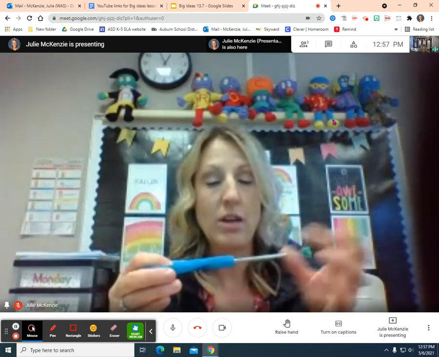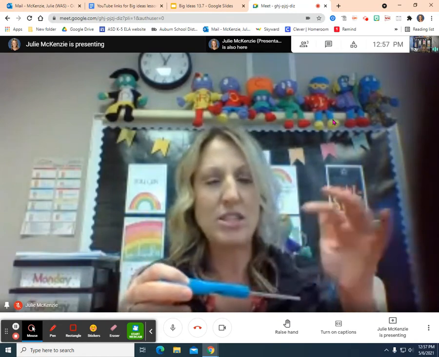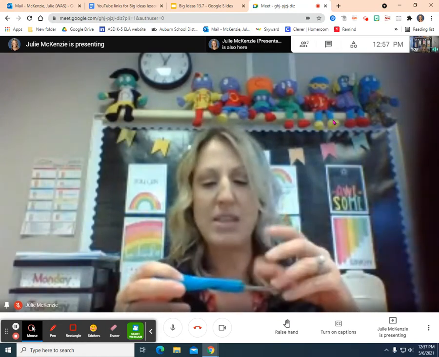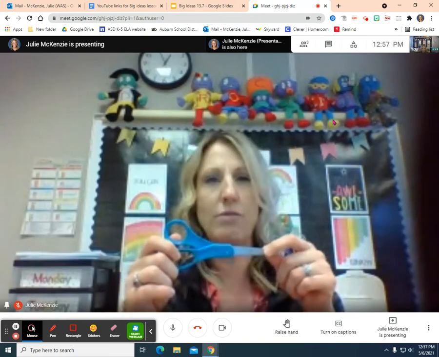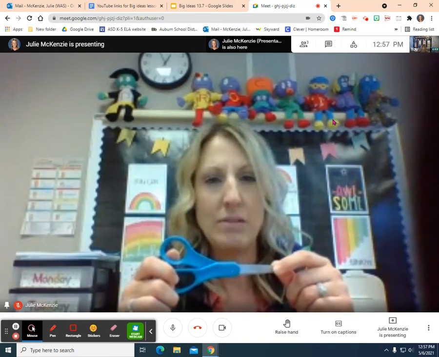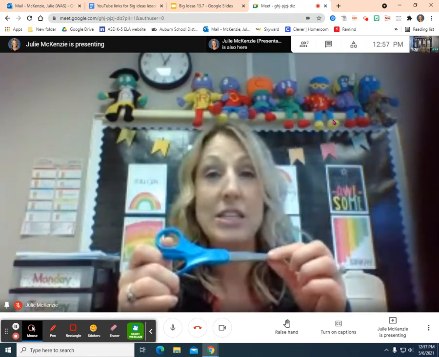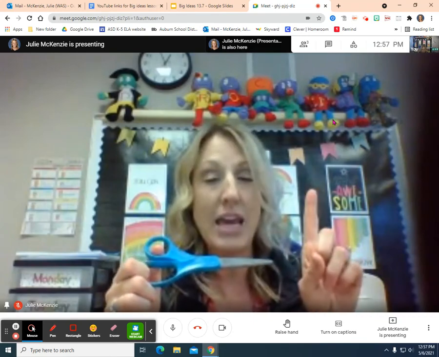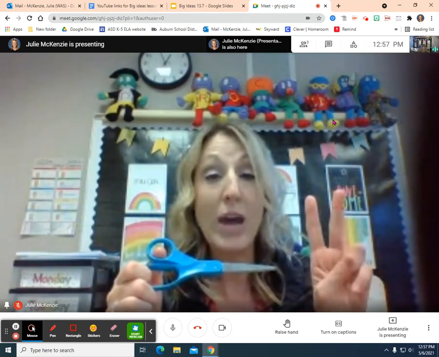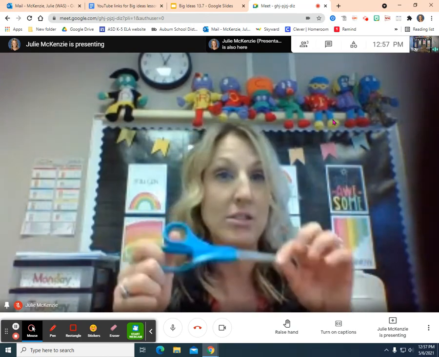Now, could I fill my scissors up with something? Could I put a bunch of stuff inside and fill them up with something? Like, could I fill my scissors up with some water to see how much water it can hold? No, that's not a thing. My scissors cannot measure capacity. So I can measure length, I can measure weight, but I cannot measure capacity with my scissors.